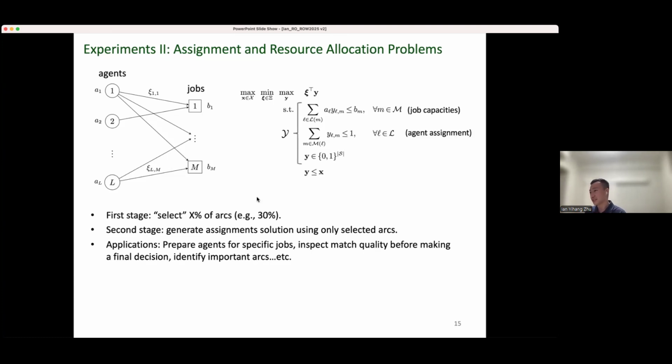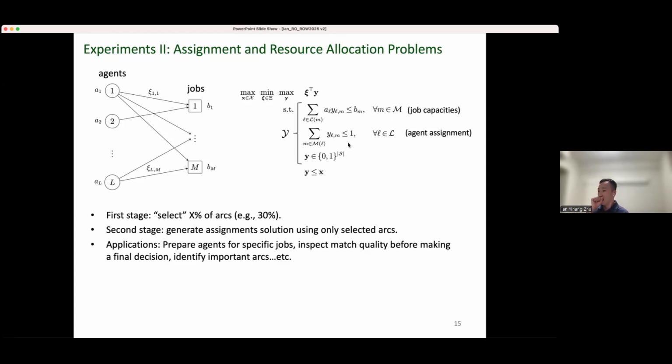And the mathematical formulation for this problem looks like this. Again, max, min, max. The innermost problem is this assignment problem. These are all constraints that don't depend on X. So this is capital Y. I have constraints that are related to the capacities of each job. What does this say? If I add up all the A's for the agents that are assigned to a job M, they cannot exceed the capacity Bm. And the second set of constraints just say that each agent can be assigned to at most one of these jobs.